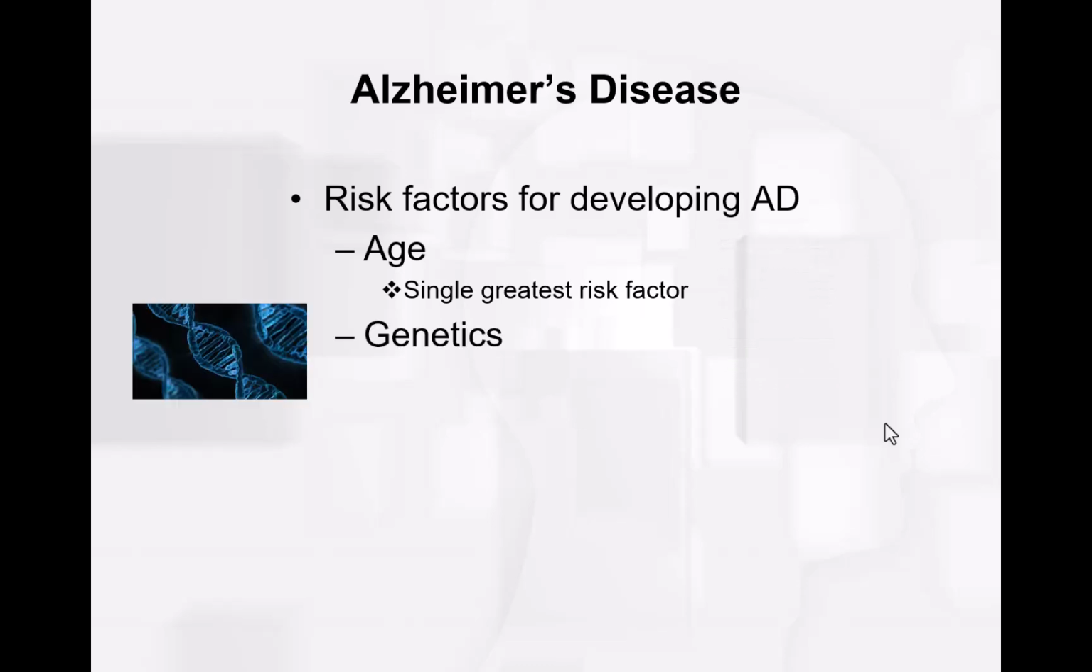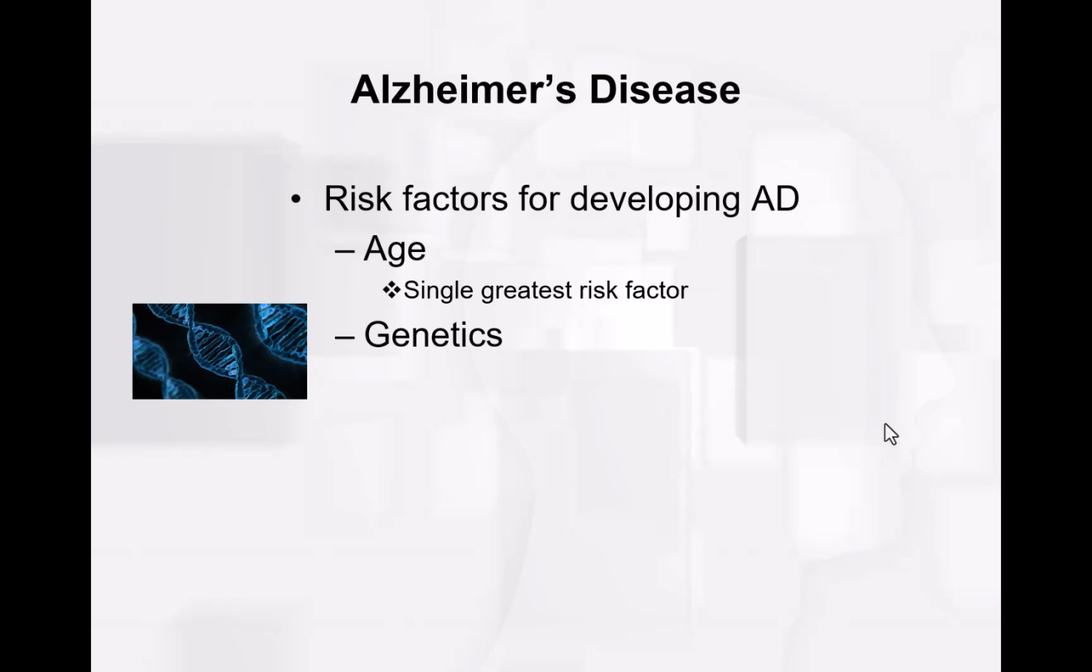Genetics also plays a role, but it probably accounts for less than 1% of cases. There's at least 4 genes that have been identified that are associated with the risk, with ApoE4 being one of them that has the greatest impact. There's others, presenilin 1 and 2, and APP, which is on chromosome 21.